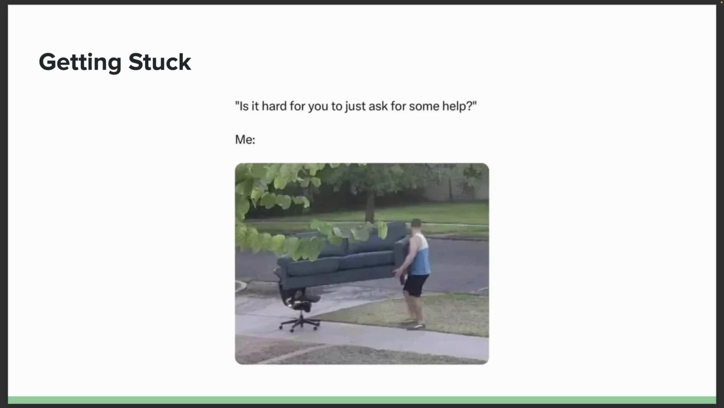That's okay, right? Is it hard for you to ask for some help? I am totally this kind of person. I am the kind of person who would do the two-person furniture assembly all by himself, because it somehow feels easier for me to just suffer than to ask somebody to come over and give me a hand with it. It's fine. Getting stuck can happen, and it's not the end of the world.